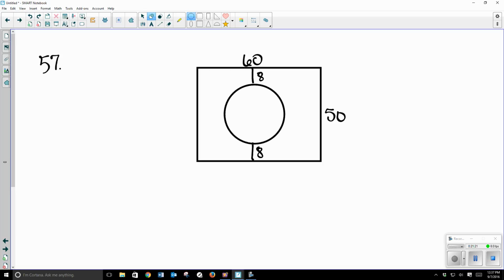Okay? So what is it asking for? The radius. So you would subtract 16 from 50 and get 34, but that would be the diameter. So the diameter is 34, so the radius has to be 17. So really the length of the rectangle doesn't matter. It's the width.